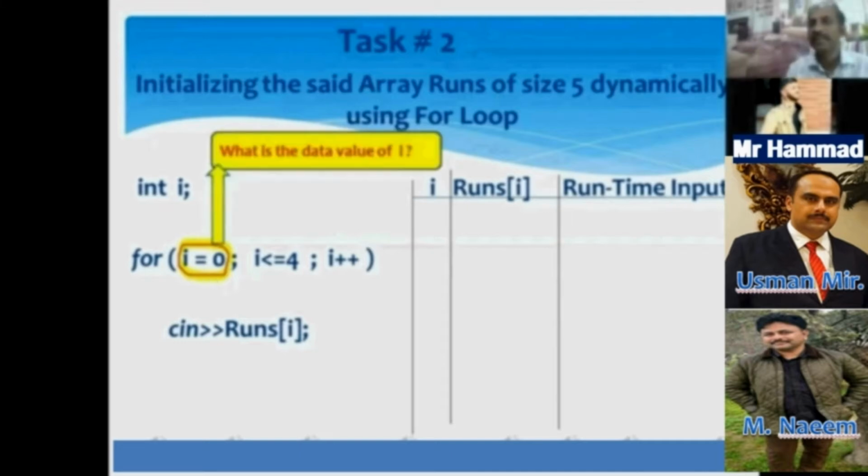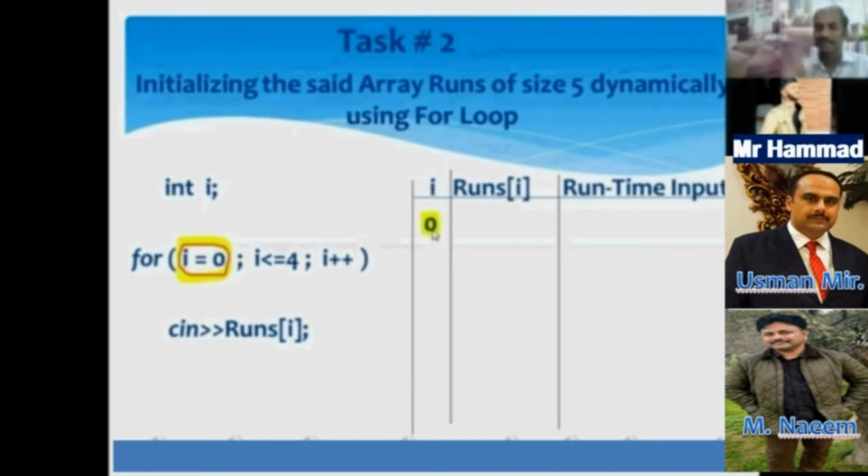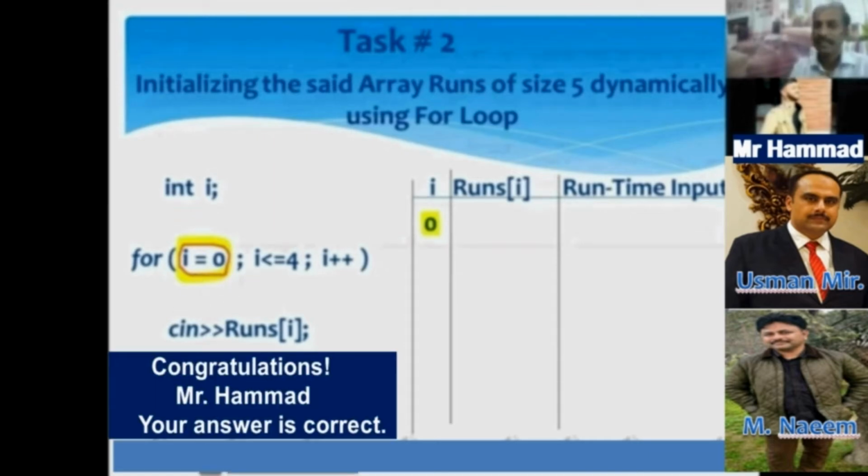What will be the data value of I? Sir, 0. Okay, can I write it in the table over here under I? Yes, sir. Okay, I have written. After the initialization statement's execution, the control of execution will be shifted to which statement? Sir, condition statement. Okay, that is great.